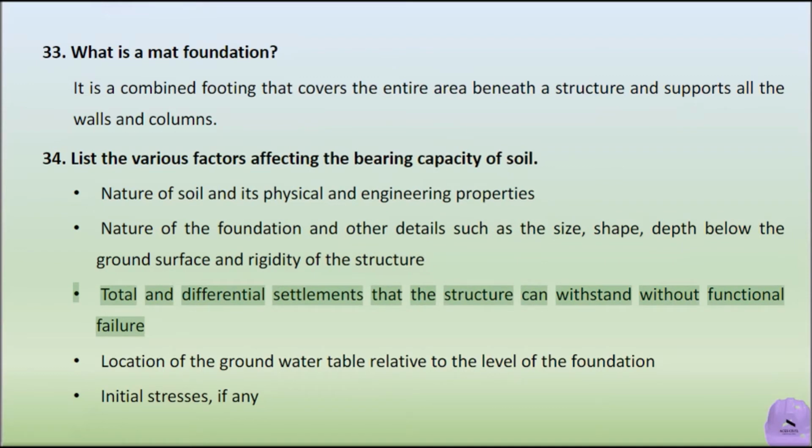Total and differential settlements that the structure can withstand without functional failure. Location of the groundwater table relative to the level of the foundation. Initial stresses, if any.